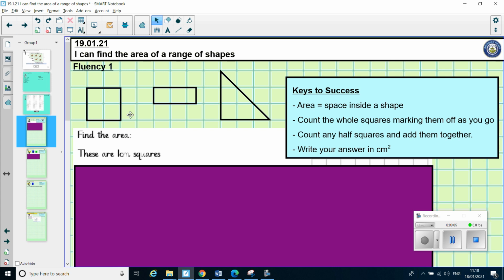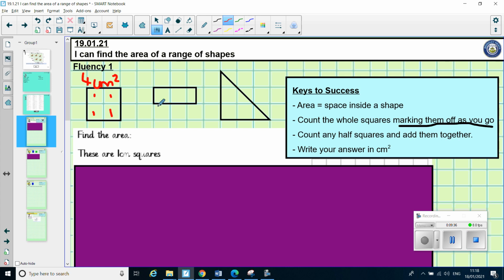So first of all, I've got a square. I'm going to count how many squares are inside that, and as I count, I'm going to mark them off as I go, so that I don't accidentally count one of my squares more than once. So I'm going to go 1, 2, 3, 4. Okay, so for that square there, the area is 4 centimetres squared. Remember, centimetres squared, it's got a little 2. So we measure area in centimetres squared.